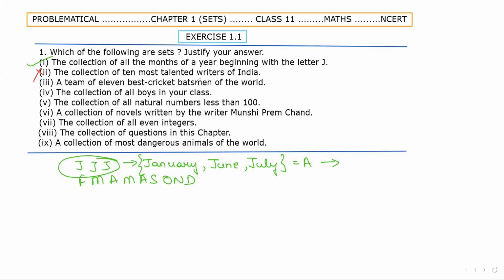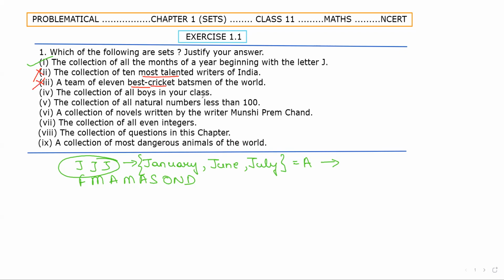A team of 11 best cricket batsmen of the year. Again, most talented, best cricket batsman. Here, which batsman is at the top? And based on what factors? Whether based on the most runs scored or the most time on the field. We cannot say which factor we are considering, and it's not specified which factor is being considered while considering a person to be the best cricket batsman. So this is also not a set. Wherever we cannot split the given information into well-defined elements, we will call it not a set.